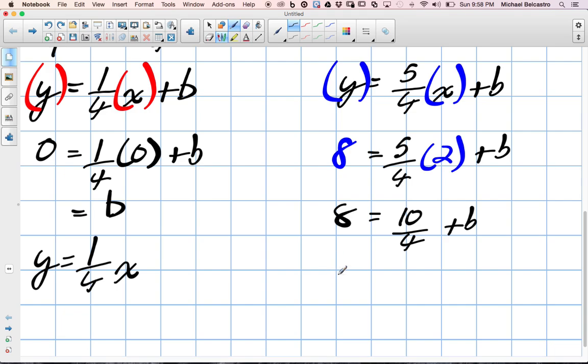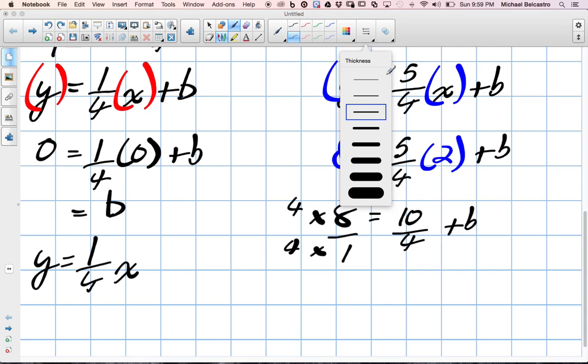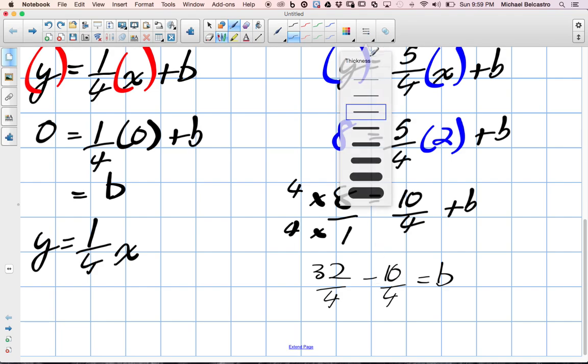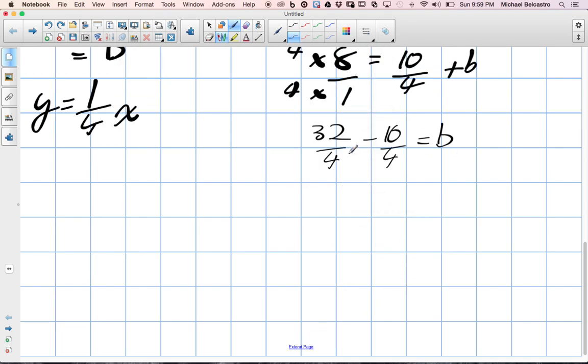We bring 10 over 4 over. It becomes 8. And I'm going to turn this into an actual fraction, and we need it to be a denominator 4. So I'm going to multiply both the top and the bottom of this by 4. I think we changed the line sizes. Yeah, we did. Okay, which means this is going to be 32 over 4. And this will become, subtract 10 over 4 is equal to our b value. And that's going to give us 22 over 4 is equal to our b value.